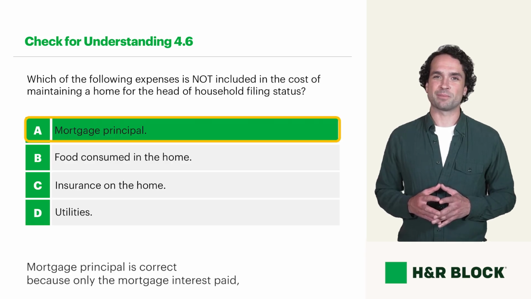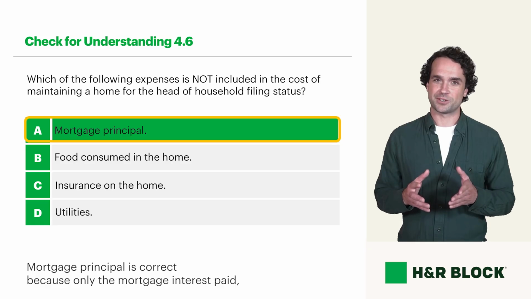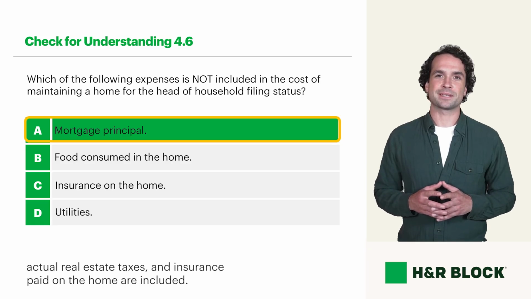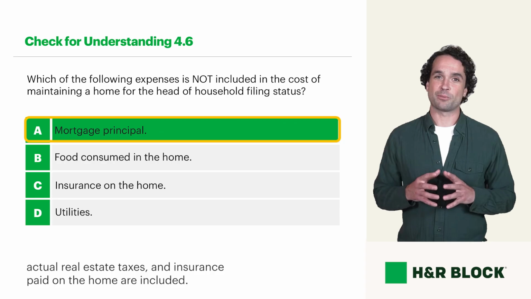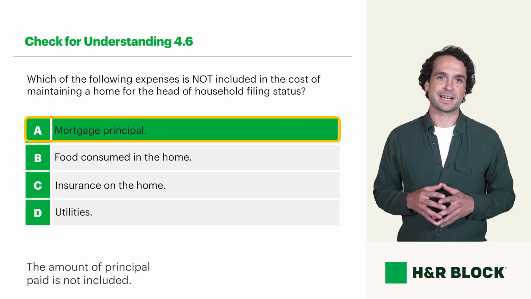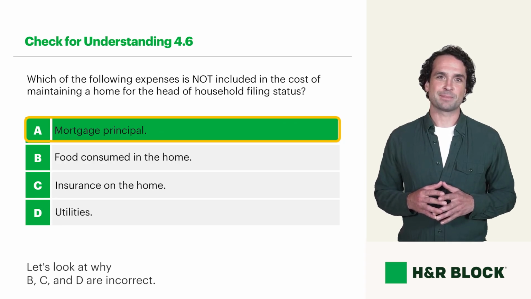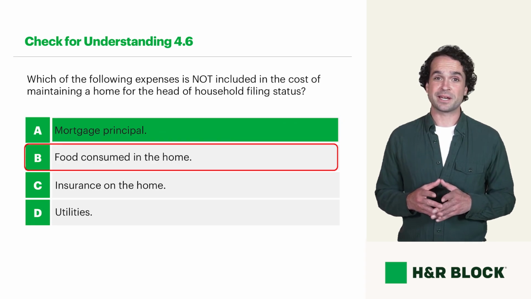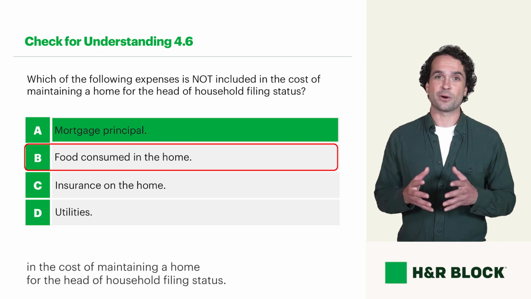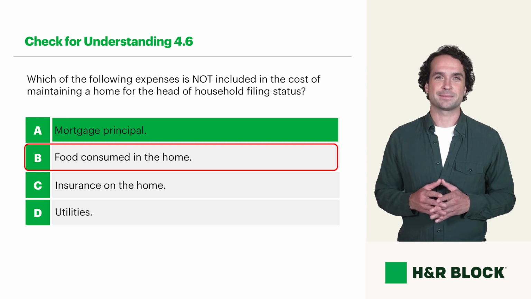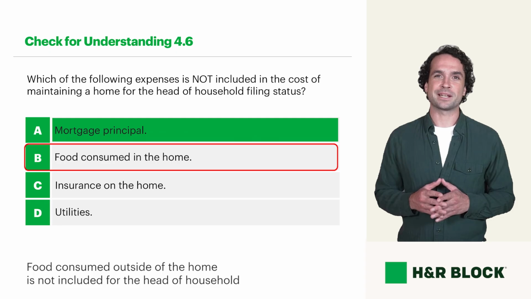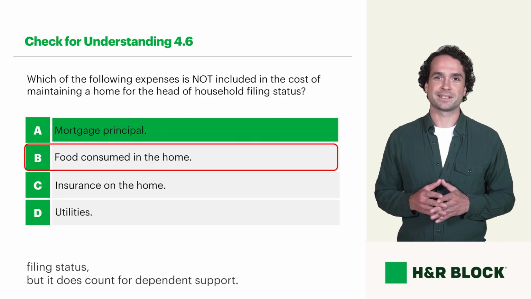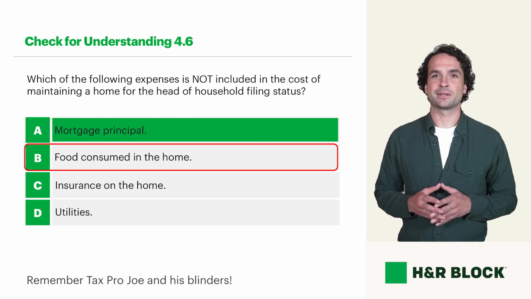Bravo! Mortgage principal is correct because only the mortgage interest paid, actual real estate taxes, and insurance paid on the home are included. The amount of principal paid is not included. Let's look at why B, C, and D are incorrect. Food consumed in the home is incorrect because food consumed in the home is included in the cost of maintaining a home for the head of household filing status. Food consumed outside of the home is not included for the head of household filing status, but it does count for dependent support. Remember Tax Pro Joe and his blinders.